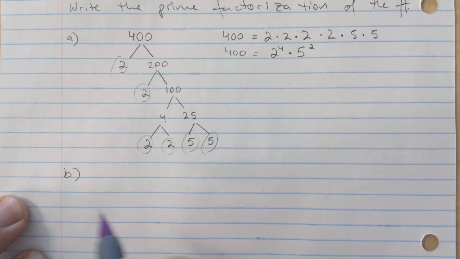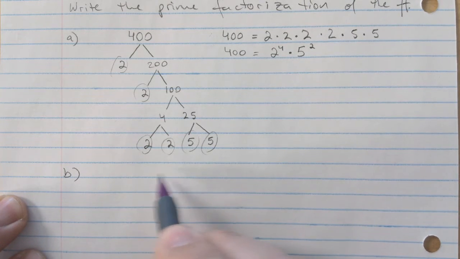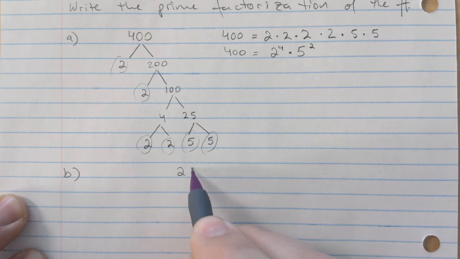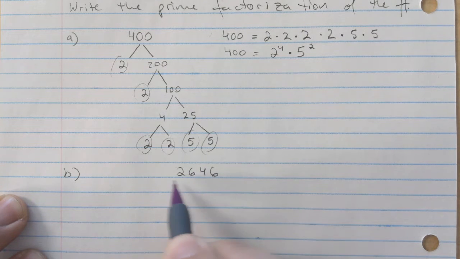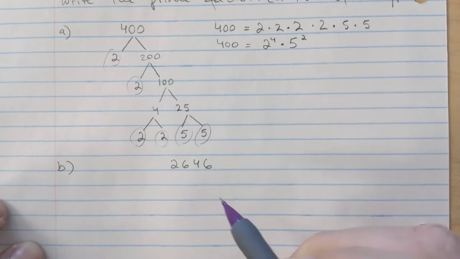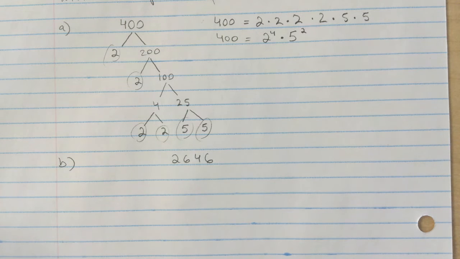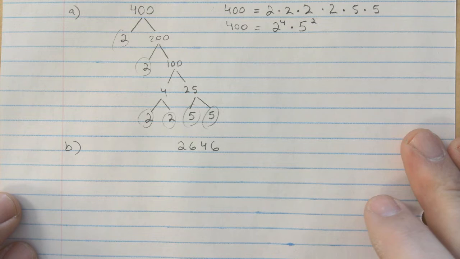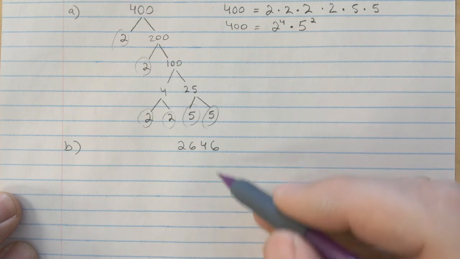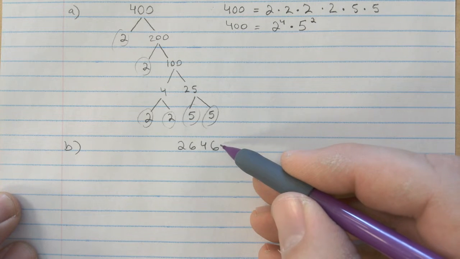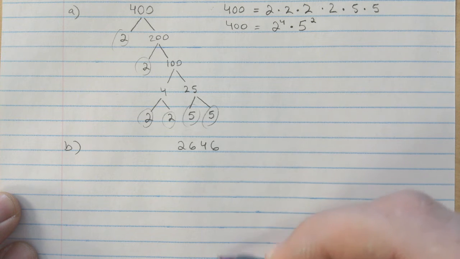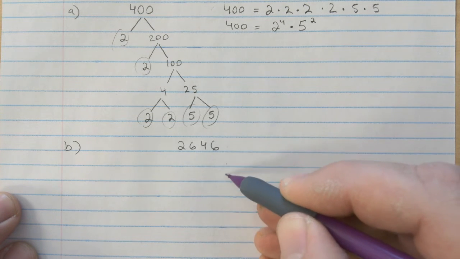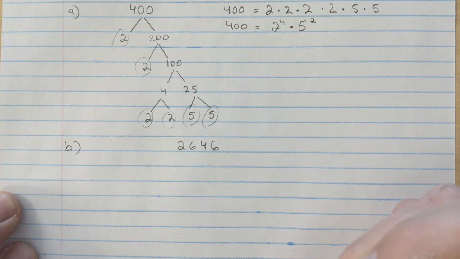B. So let's go a little bit bigger here. 2646. I'm moving to the middle because the tree kind of opens up this way. And I know some of you have learned the bar method. Some teachers do a straight line here, and they do it a slightly different way. If that's how you've learned it, you can stick with it. I understand that.